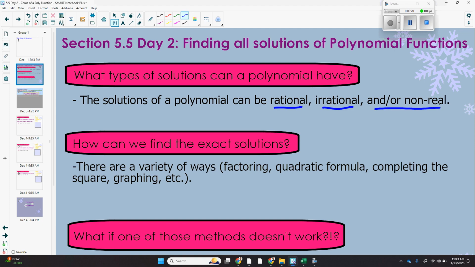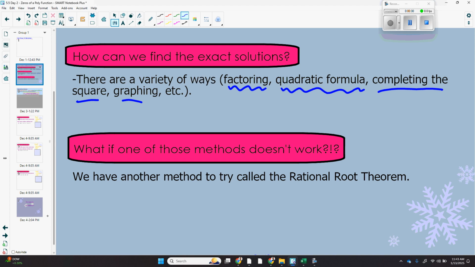Now it asks us how we can find those. We've done methods before like factoring, the quadratic formula, completing the square, and even graphing in previous units. However, today it says if those don't work, we have to use something called the rational root theorem. And that's what we're going to talk about today.